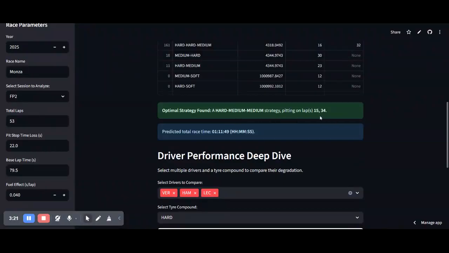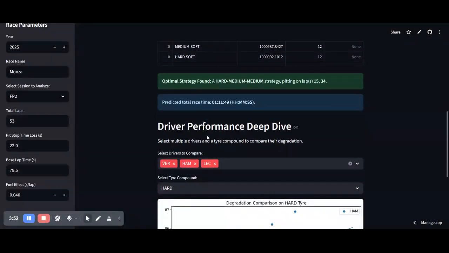And we do that on around lap 15 and 34, and that would make the predicted total race time 1 hour 11 minutes 49 seconds, which is quite good because on actual race day, Max Verstappen won the race and completed the entire race in 1 hour 13 minutes and most likely 50 seconds. But yeah, that's quite a good prediction done by our model.